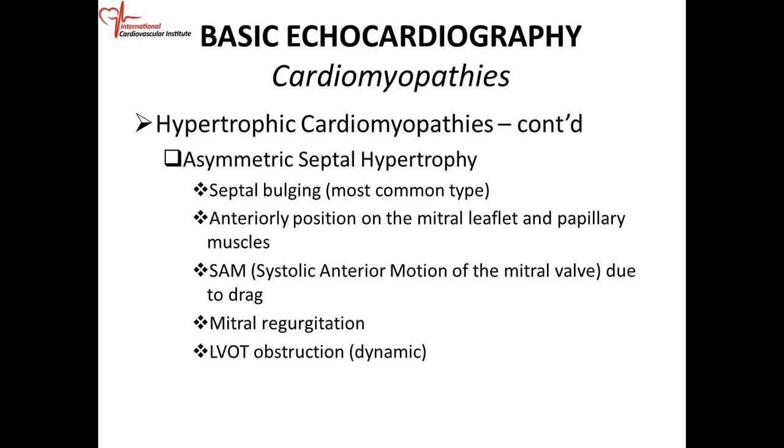So what we are saying here is that in systole, the mitral valve moves anteriorly, and it actually blocks the left ventricular flow tract, giving rise to obstruction. So if you see SAM, you usually have obstruction because the mitral valve moves anteriorly into the left ventricular flow tract and causes an obstruction. Again, we said they commonly have mitral regurgitation, and because of the SAM, they get left ventricular flow tract obstruction. It's a dynamic process.